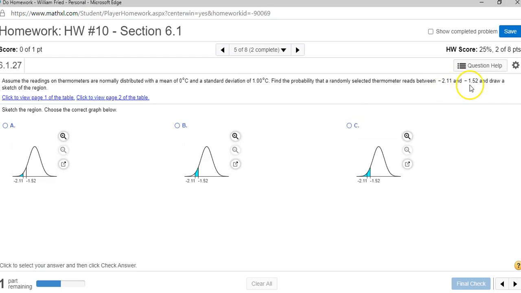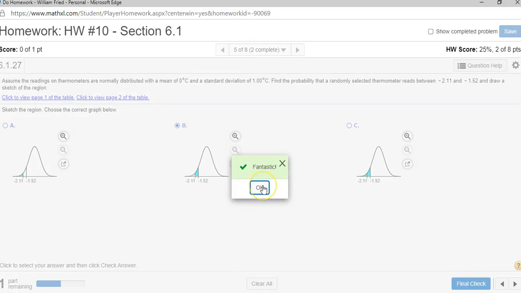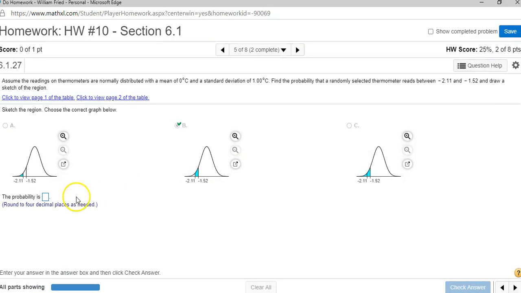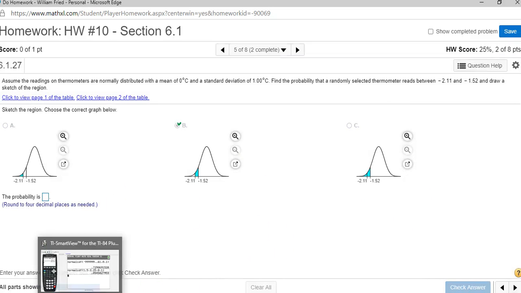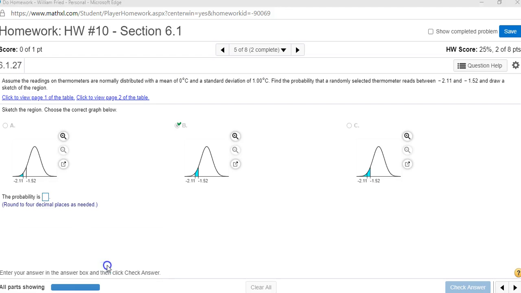So between negative 2.11 and negative 1.52. So that looks like it's this area here, B, between negative 2.11 and negative 1.52. So it's B. Fantastic. Okay. And then it wants the probability. Well, I'm going to go back to the normal CDF thing on the calculator. What were the numbers again? I have to go back and look. The numbers were negative 2.11 and negative 1.52. I'm going to write them down.